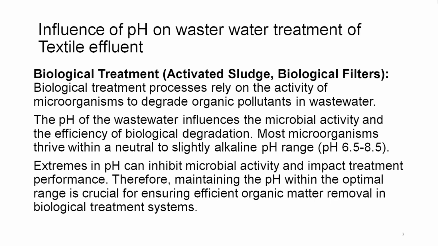Extremes in pH can inhibit microbial activity and impact treatment performance. Therefore, maintaining the pH within the optimal range is crucial for ensuring efficient organic matter removal in biological treatment systems. So, both in the coagulation and flocculation stage as well as in the activated sludge stage of biological treatment, pH needs to be well within 6.5 to 8.5 only.